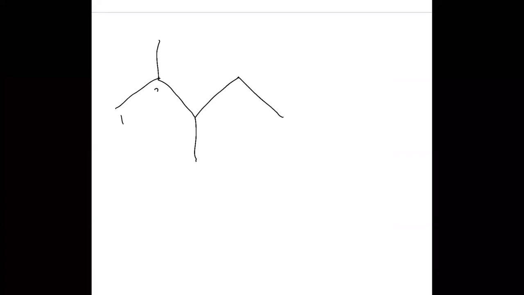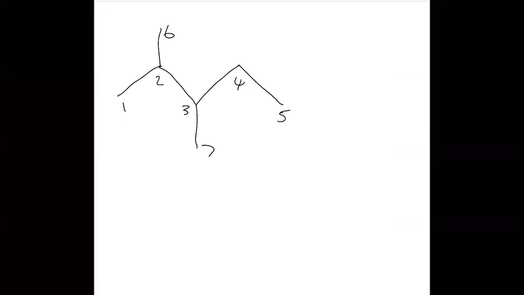So it's 1, 2, 3, 4, 5. That's 6 and that's 7. So it's 7 carbons there. Obviously they wouldn't tell you that, I'm just helping you with that so you can see it. Okay, so 7 carbons.